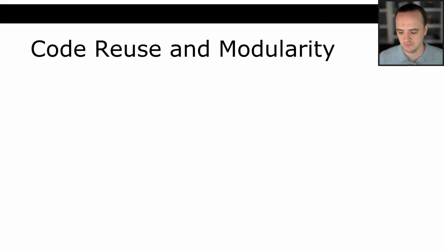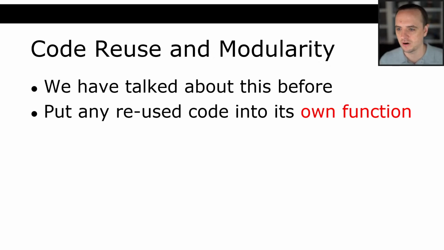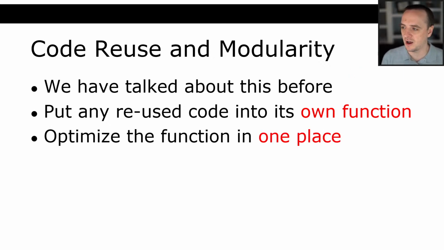Okay, code reuse and modularity. We've talked about this a bit before, but basically, whenever you're doing any programming, unless you are doing very hardcore loop unrolling optimization type stuff, which we won't get into for this course, put any reused code into its own function. For example, if you have any piece of code that you are going to use in more than one place, don't copy and paste that code into 2 places. Make a function. Then, if a couple of weeks later you get a bit smarter and you want to optimize that function, you can optimize it in one place.